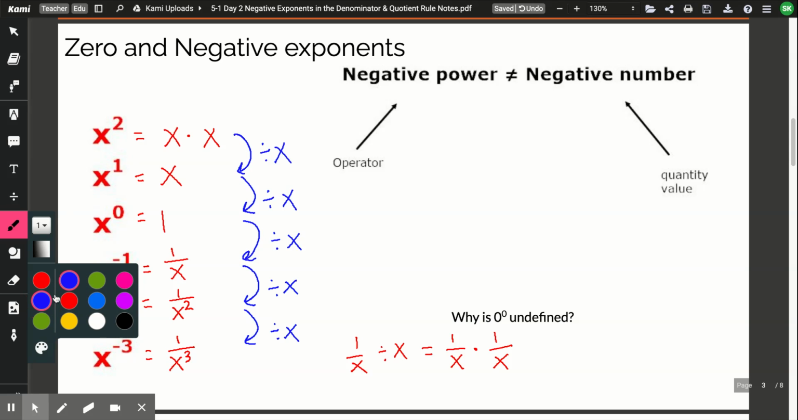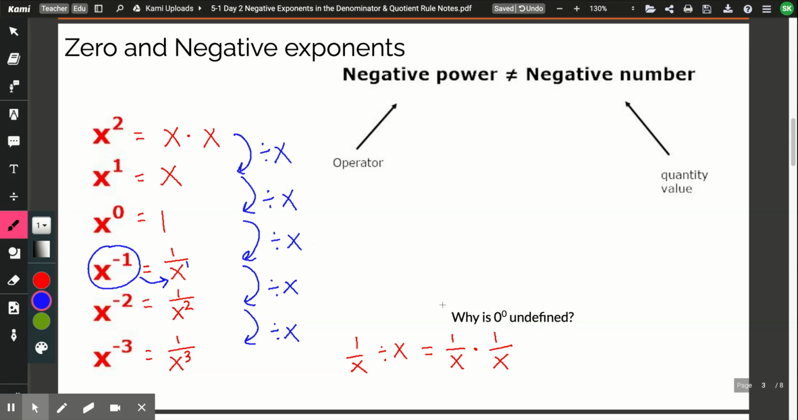So what we really need you to understand from this pattern is that when we have a negative exponent, we put it in the denominator of a fraction to turn it into a positive exponent. So that means negative exponents aren't negative values, but actually fractions.